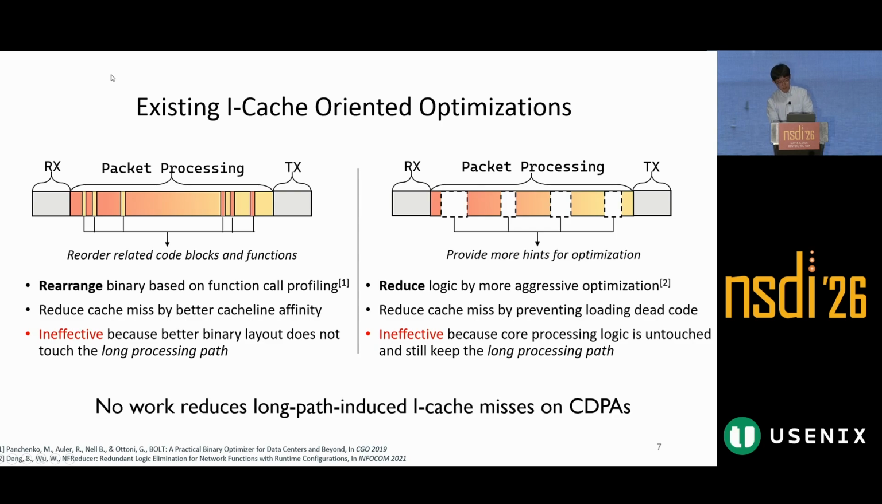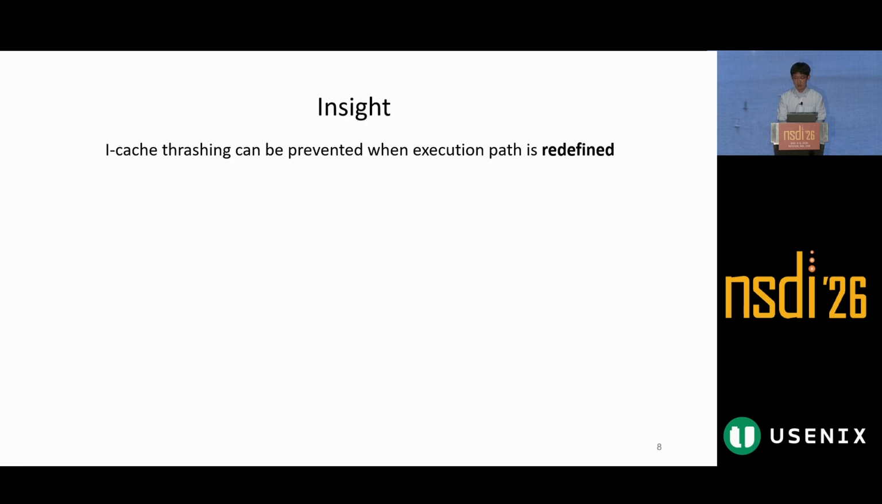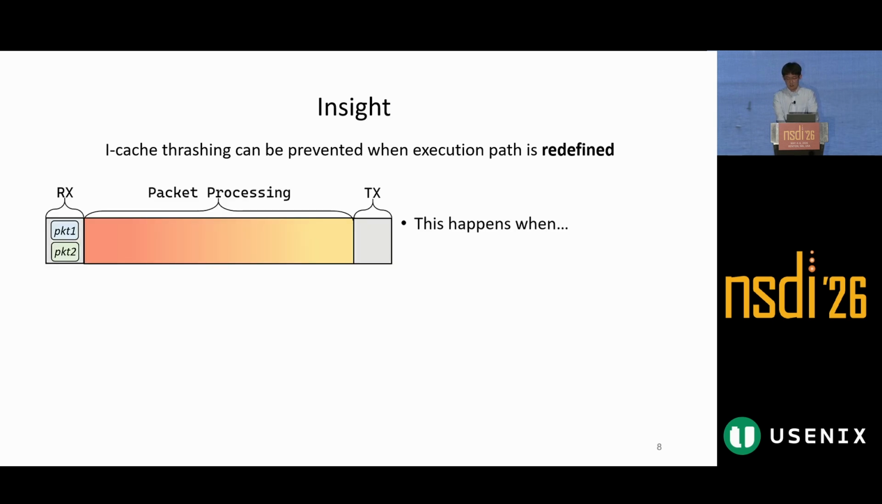So, therefore, we reach a conclusion that no work actually reduced long path-induced iCache misses on CDPAs. Different from rearranging binaries or removing dead code in the related works, which keeps the execution path untouched, we look at this problem from another aspect. Our insight is that iCache thrashing can actually be prevented when the execution path is redefined.